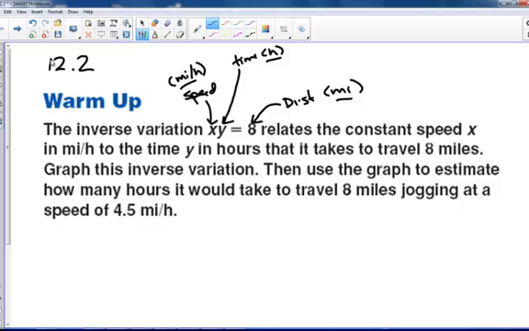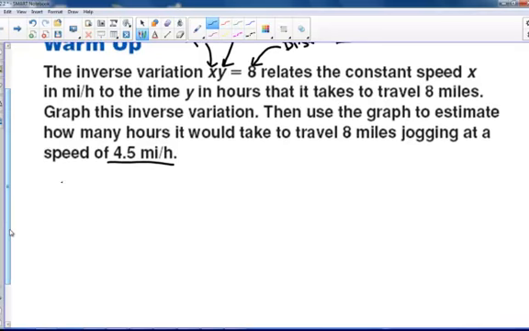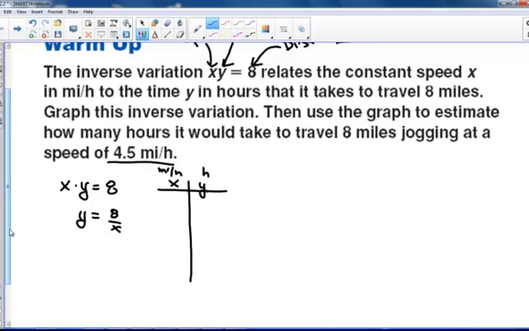Alright, so we're going to graph this and use that to estimate how many hours to go 4.5 miles per hour. So if you have x times y equals 8, that's the same exact thing as y equals 8 over x. So if we made a table, then 1 mile per hour would take 8 hours. 2 miles per hour would take 4 hours. 3 is going to be some sort of decimal. 4 miles per hour would take 2 hours. 5 is a decimal, 6 is a decimal, 7 is a decimal, 8 is 1 hour.